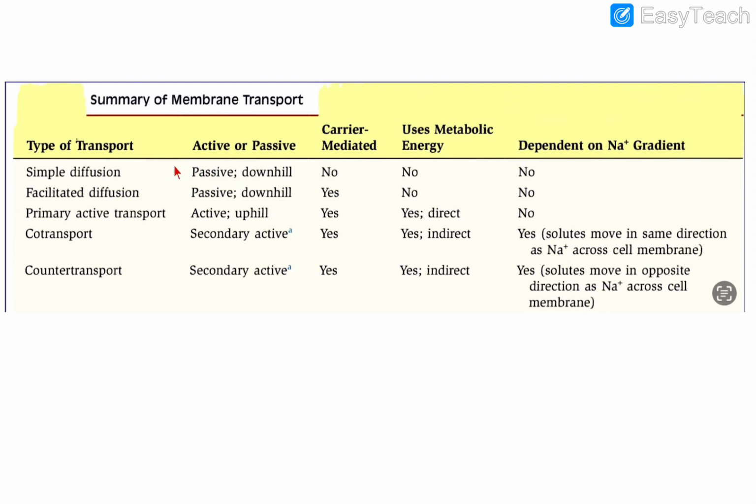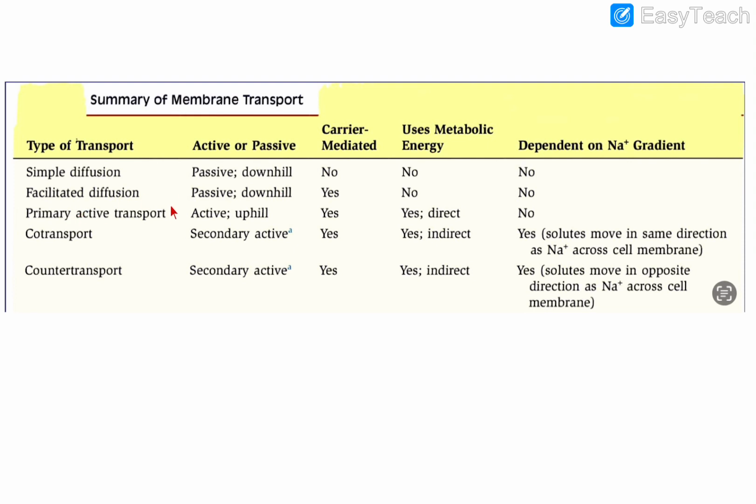Now, when a molecule moves along its concentration gradient, that is from high concentration to low concentration, it would not require energy. And that process of transport is known as diffusion. Diffusion can be divided into simple and facilitated diffusion. As I already told, both of them would not require energy because the transport is happening along the concentration gradient. How these two differ is that facilitated diffusion will use a carrier protein.